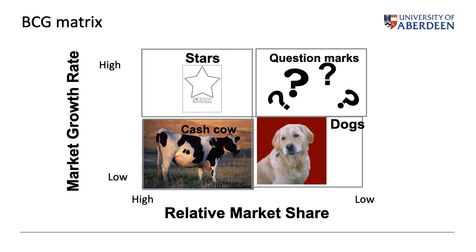On the other hand, if you find that you have a dog, what are you supposed to do with dogs? You're supposed to divest them, which is the same as selling them out. Interestingly, this means that a dog for one corporation will not be a dog for another corporation. And then what happens with the question marks? There are projects that are being developed in R&D, and they could either become stars and shine, or they could become dogs, and then you need to divest them.